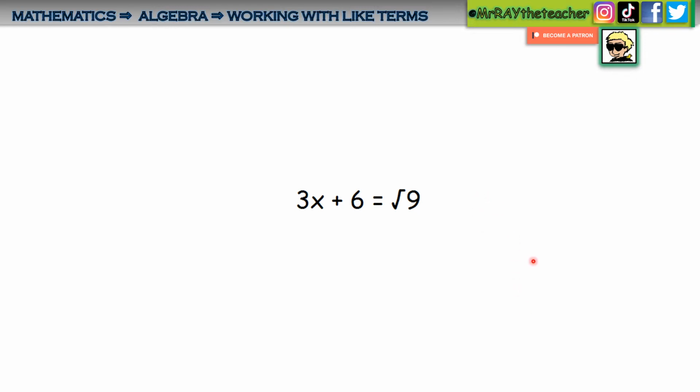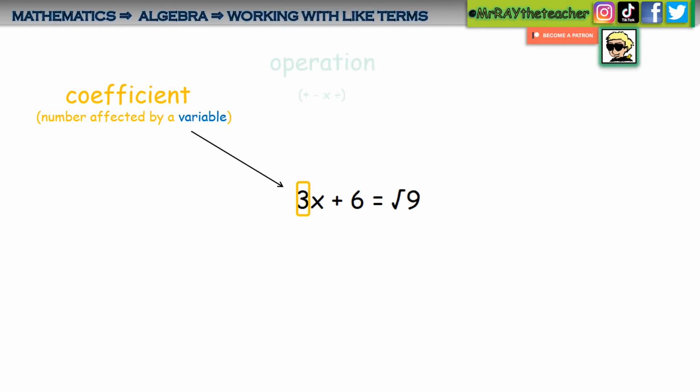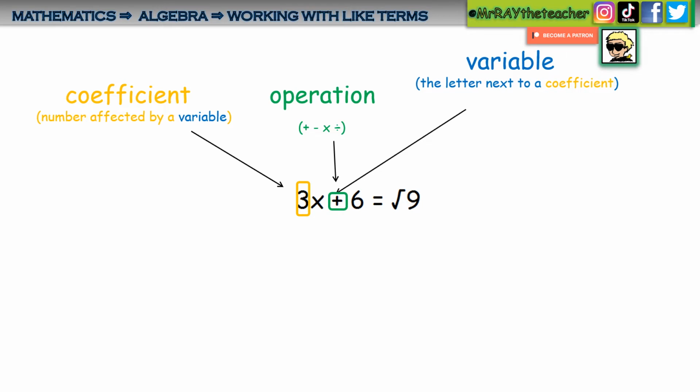So let's look at this: 3x plus 6 equals the square root of 9. We start off with the coefficient. That is a number affected by a variable. I'll put the yellow ring around that. The operation is what we do. They're your BODMAS operations. There's a green box there. Variable is the letter next to a coefficient. So there's the blue box there.